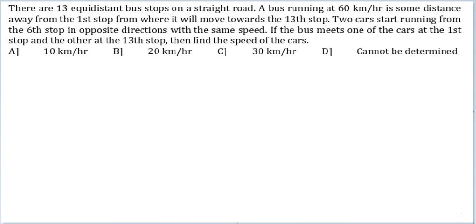Let's look at this question. There are 13 equidistant bus stops on a straight road. A bus running at 60 km per hour is some distance away from the first stop, from where it will move towards the 13th stop.